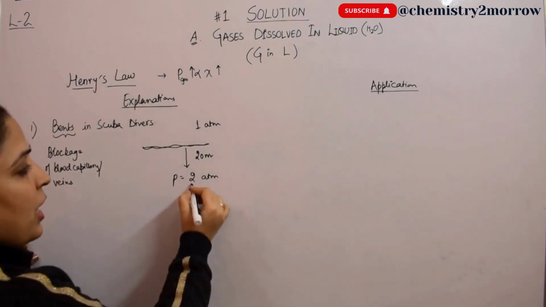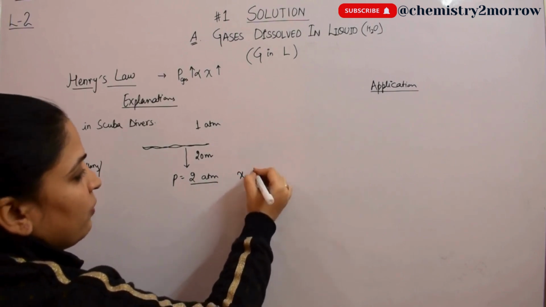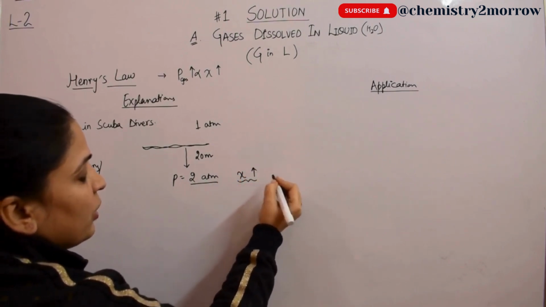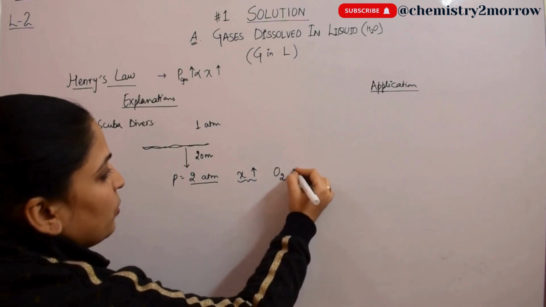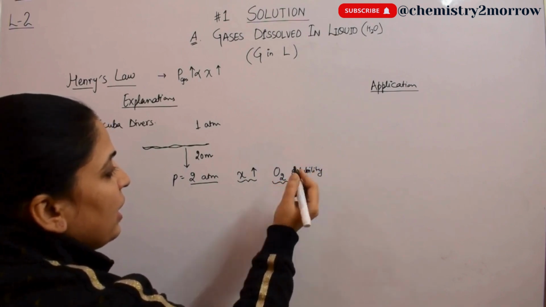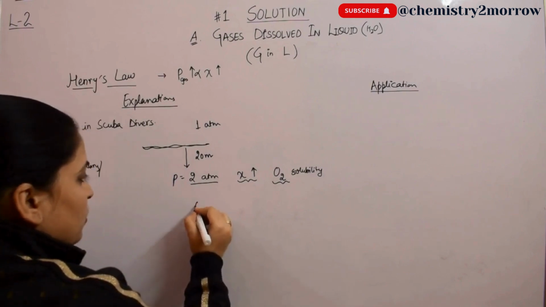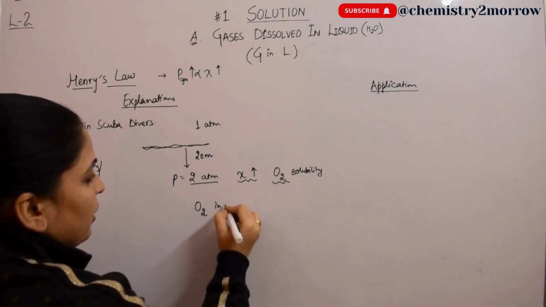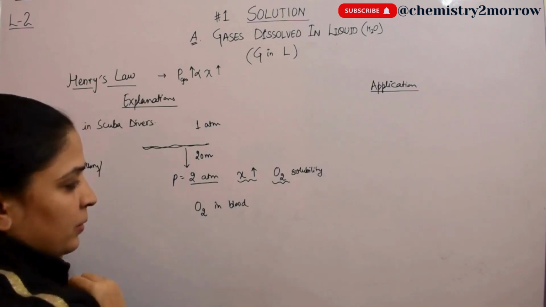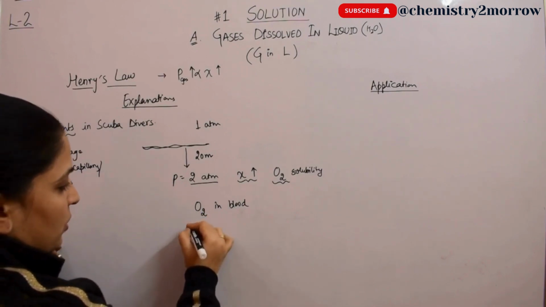So at such a high pressure, if the pressure is increasing, the solubility will also increase. Here we are talking about oxygen solubility. So they will inhale more gas. Whatever cylinder they are carrying, they will have more oxygen in their blood. Okay, so this is dissolved oxygen.